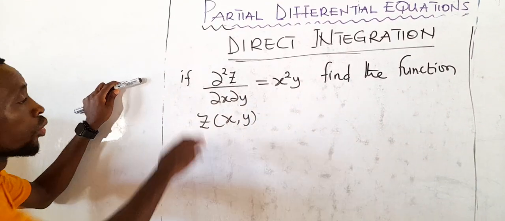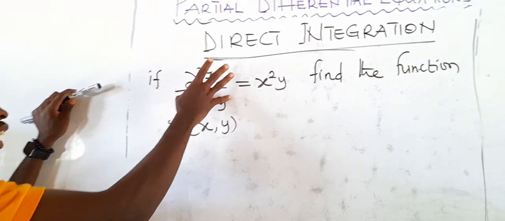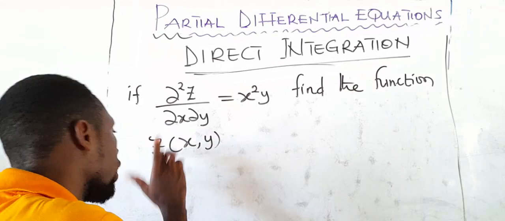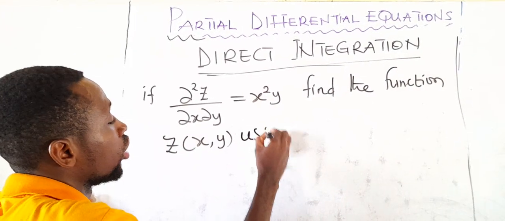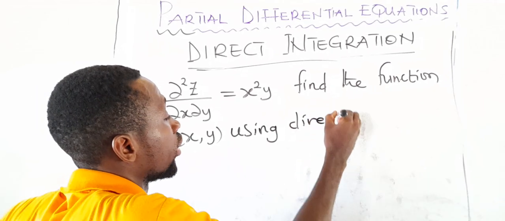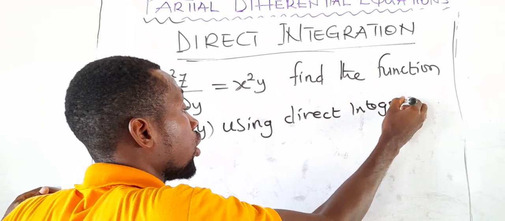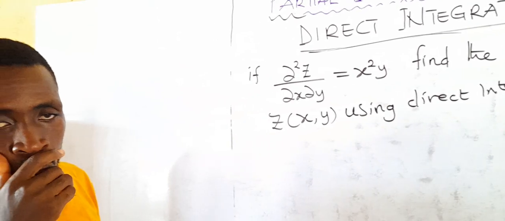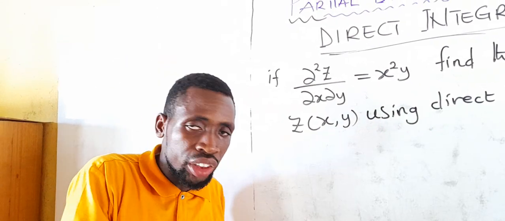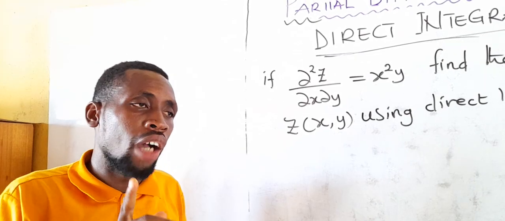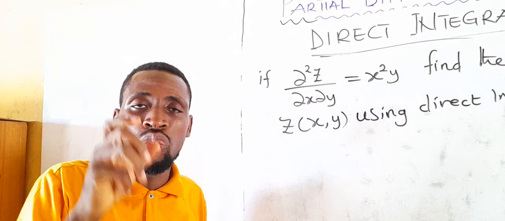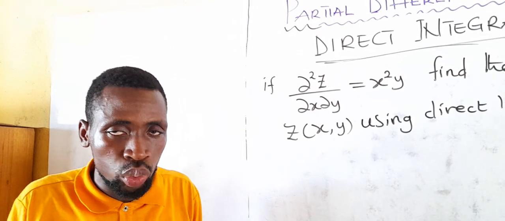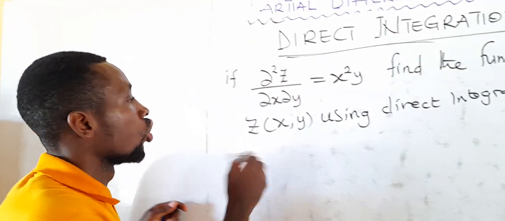Yeah, so there is another question. If the partial differential of z with respect to x, then with respect to y is equal to x squared y, find the function z, maybe using direct integration. Remember, when we are integrating with respect to a certain variable, the other one is kept constant. Have that one in your head. And the constant of integration will be an arbitrary function of the other variable which we are not integrating with respect to. Very, very important.